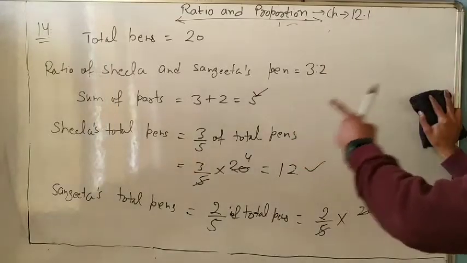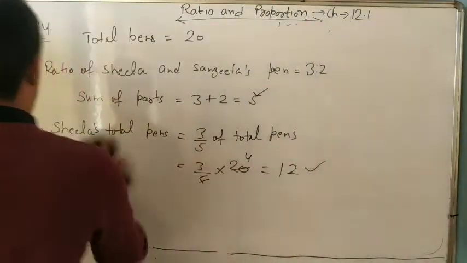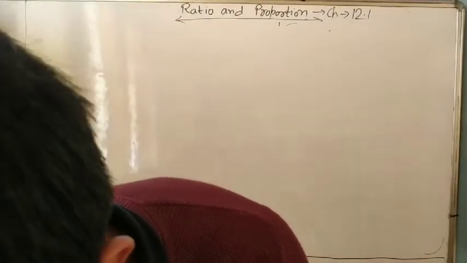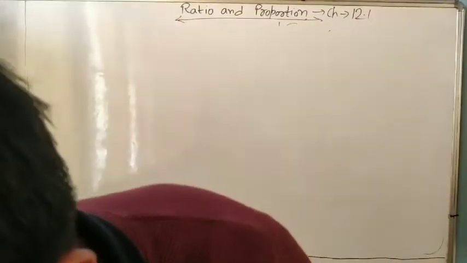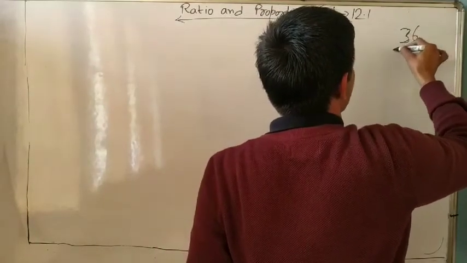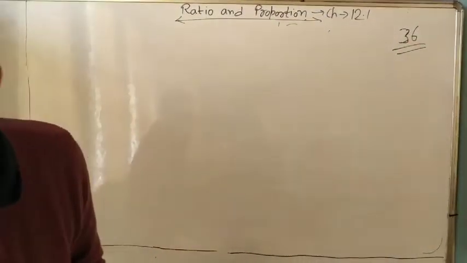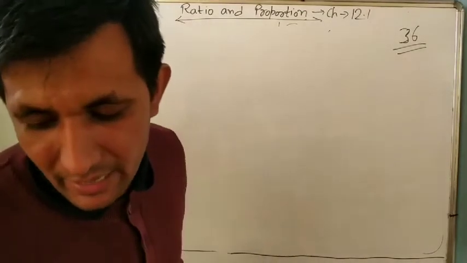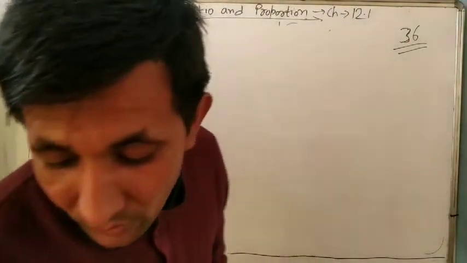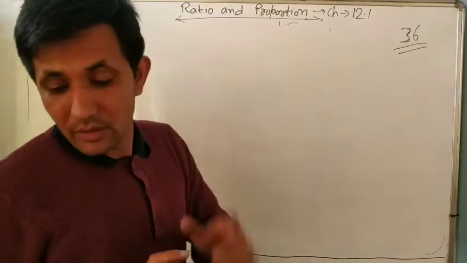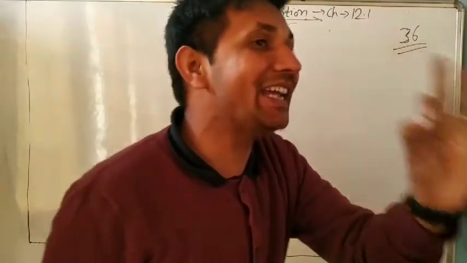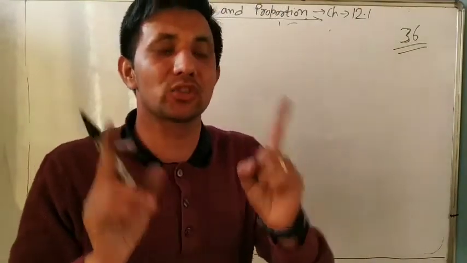Now we will do question 15. One more time you will understand. Very important question. Mother wants to divide. Your mother has 36 rupees and she wants to divide it between her daughters Shreya and Bhumika in the ratio of their ages. She wants to divide all the rupees in the ratio of their ages.